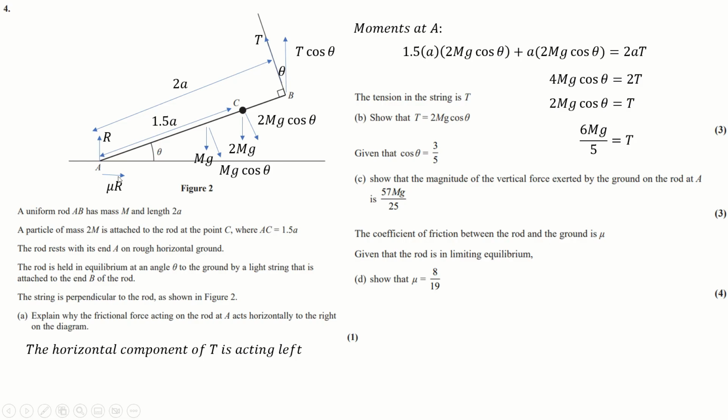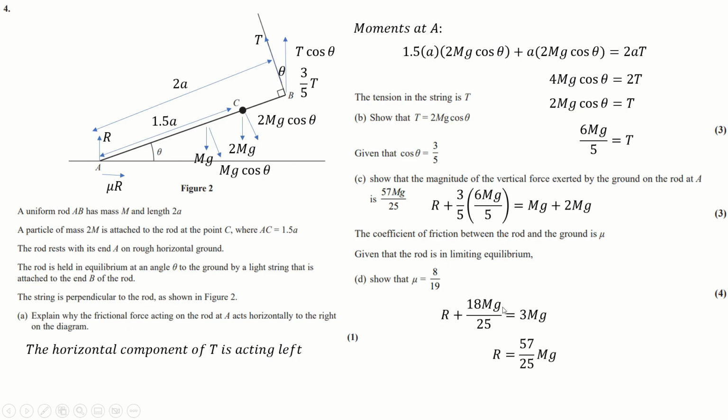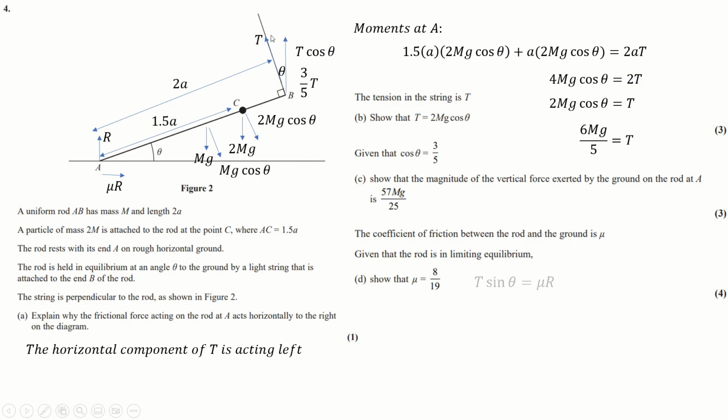And so resolving vertically, we have R plus T cos theta, all of which we know, right? T and cos theta we know, equals mg plus 2mg. And we can sort that out. That makes 3mg. This you can multiply together. This is 75 over 25, and then we take away 18, and we end up with this. Given we're in limiting equilibrium, that means friction is working as hard as possible, so this maximum frictional force is applying. So we have this equals to, well, across here is clearly going to be T sine theta, isn't it? Now, sine theta, if cos theta is 3/5, we've actually already seen this before in this paper.